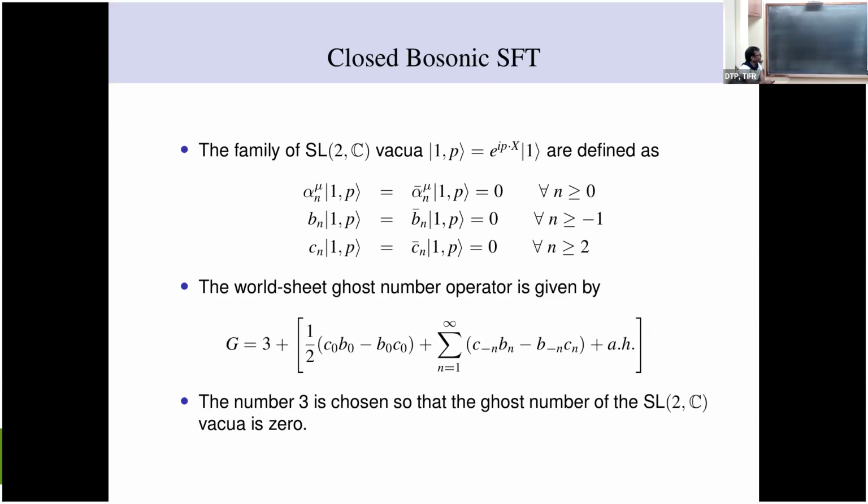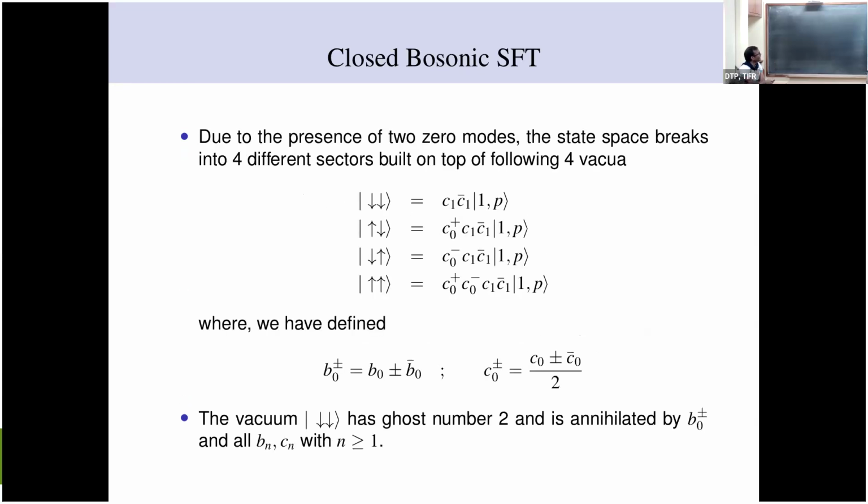Okay. Since we have a ghost system, you can write down a conserved current under some U(1) transformation, and the conserved charge associated with this ghost current takes this form. We add this number 3 so that the ghost number of the SL(2,C) vacua is 0. So these are some conserved quantum numbers.